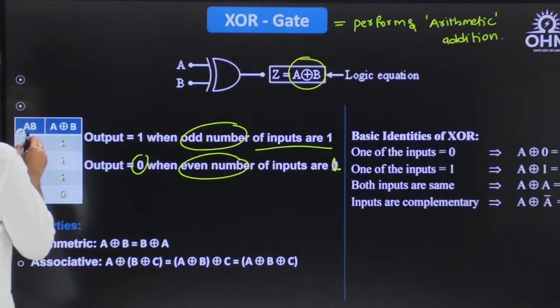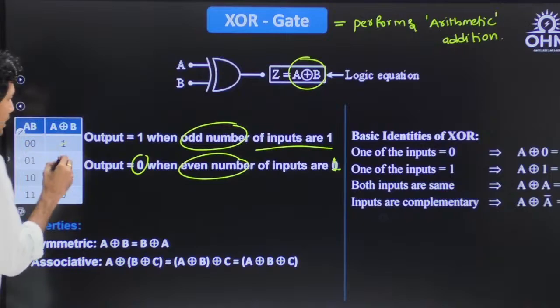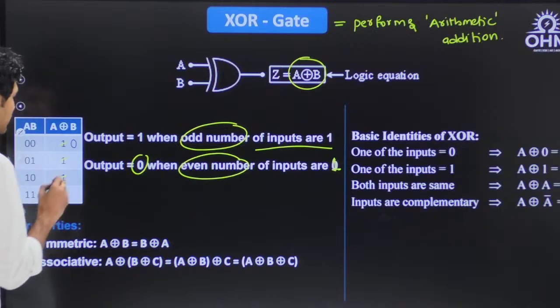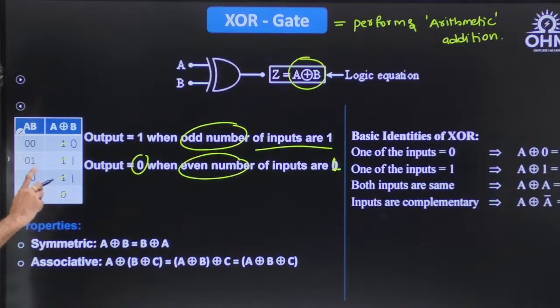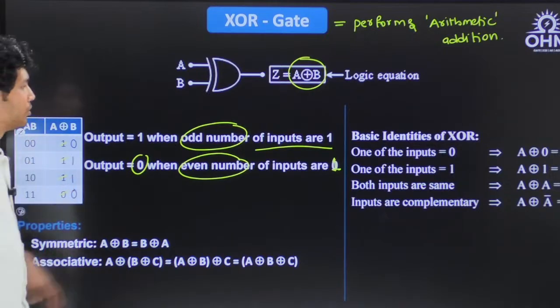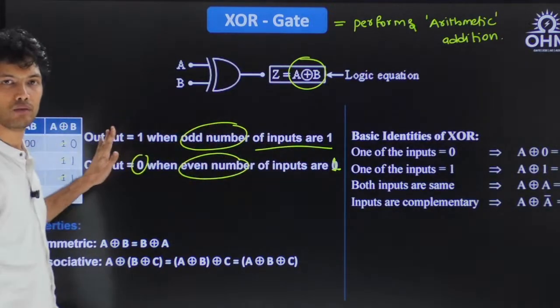Here I am having an even number of ones, zero ones, and hence the output is 0. And in these two cases, the number of ones is 1, an odd number, and hence the output is equal to 1. And here, if you notice, the number of ones is 2, an even number. Even number means output is 0. So even number of ones, output is 0; odd number of ones, output is 1.